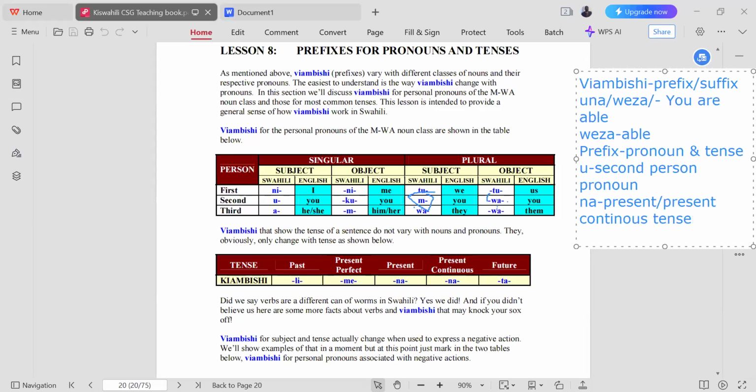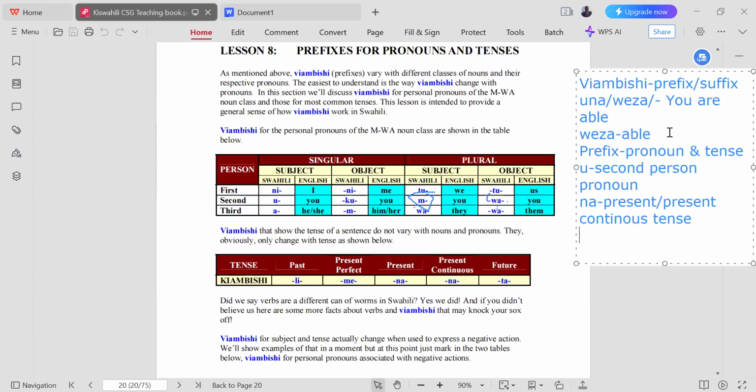Hope you are with me also on the chart of the tense, because you can see the tense chart down here. Now, I have clearly broken the word unaweza into pieces, with the verb being weza, the pronoun being u, and the tense being na. As I've said, u and na are prefixes of the verb weza. Are we together there?